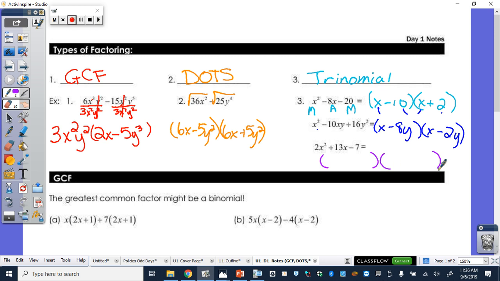And then our third one there, starting off with a 2x squared. So that means we have to do 2x and then 1x. That's our only way to get a 2x squared.